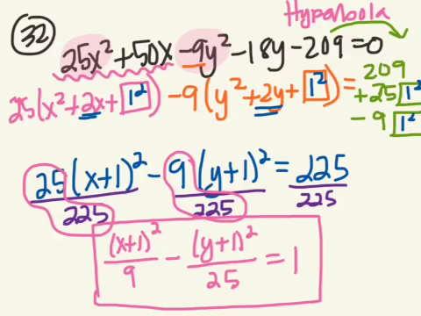If we wanted to go a little bit further, just talk about a few more things. The center of this hyperbola would be -1, -1. And because the x is first, this hyperbola, when you graph it, would open left and right.